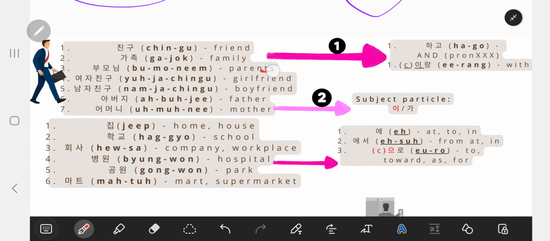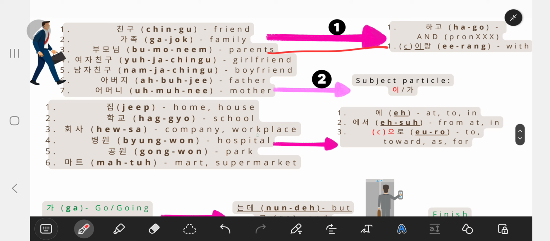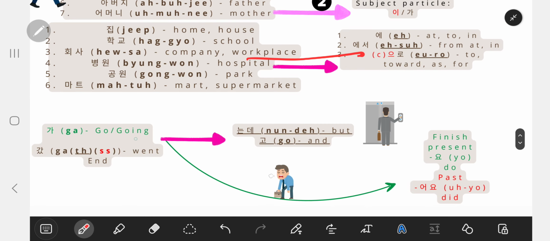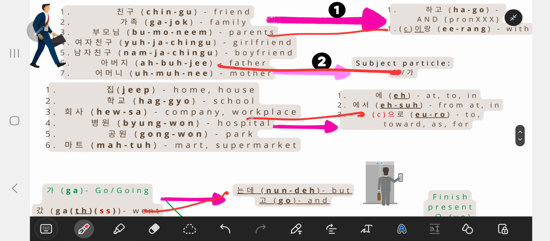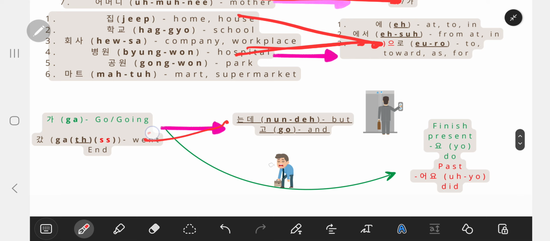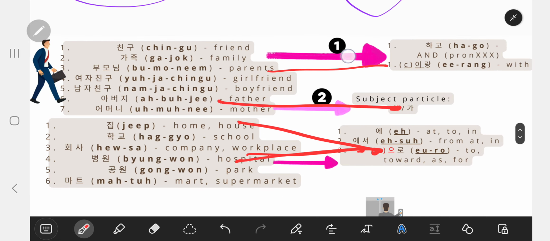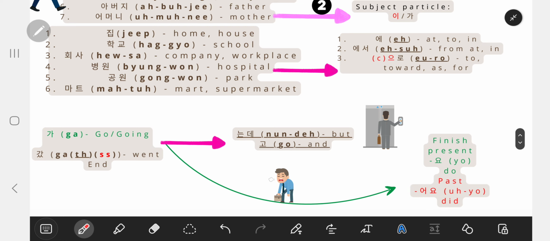So it would be 부모님이랑, or I say 부모님들 or 부모님이랑 병원으로 갔는데 남자친구가 집으로 갔어요. Okay? So let me delete that once more.